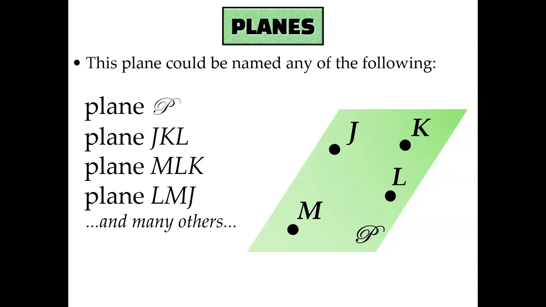I can tell that P is not a point for 2 reasons. Reason number 1, it's not directly next to a little black circle on the plane, so it's not representing a point. And reason number 2 is because it's that fancy cursive font, which indicates that it's just a generic name to refer to that entire plane without using individual points on the plane. So I can either call it plane P, or I can call it plane and then any combination of 3 of those 4 letters. So plane JKL, plane MLK, plane LMJ, and many, many other names.